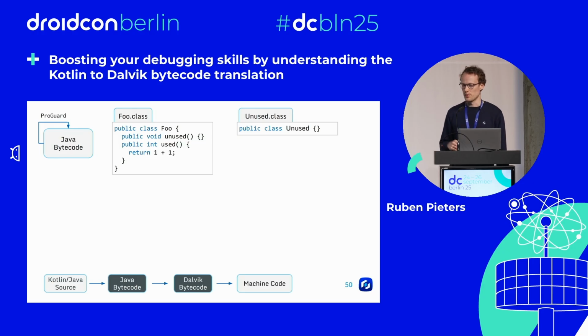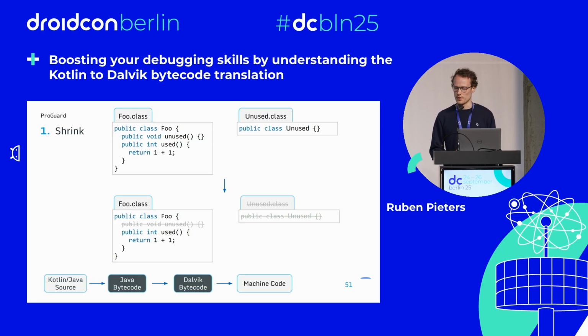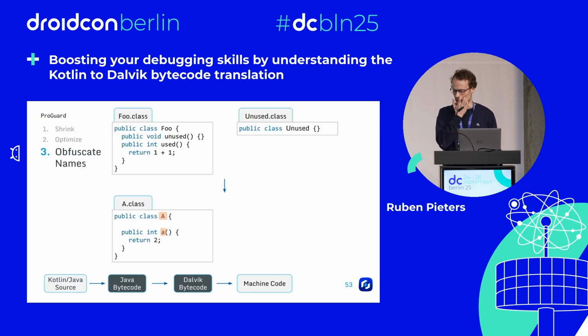So very briefly, what ProGuard or R8 do, because it will be relevant in the example later: it will shrink code, so shrink unused code, it will optimize bytecode, but the thing that will be relevant in the example is that it will transform names into different identifiers. So let's now dive into a more concrete actual example.